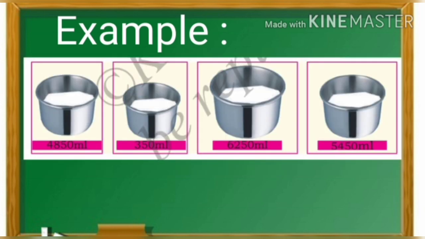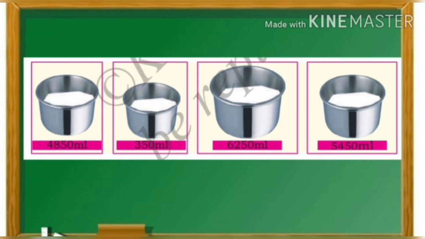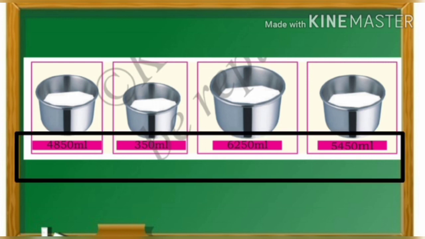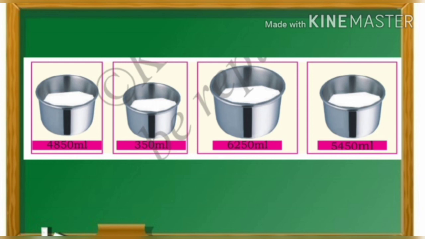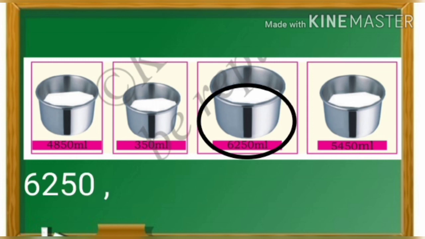Children, now we will see another example, descending order. Observe the quantity of milk in each of the following vessels. Now we are going to write these numbers in descending order. Which number is to be written first in descending order? The greatest number. Which is the greatest number among these? 6250. Among the remaining numbers, which is the greatest number?